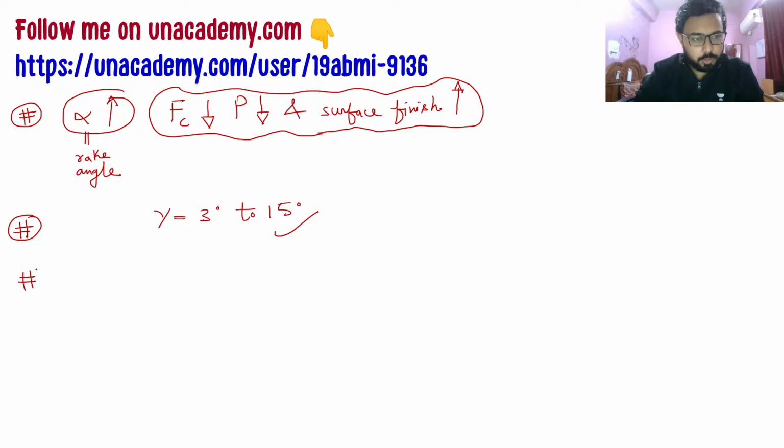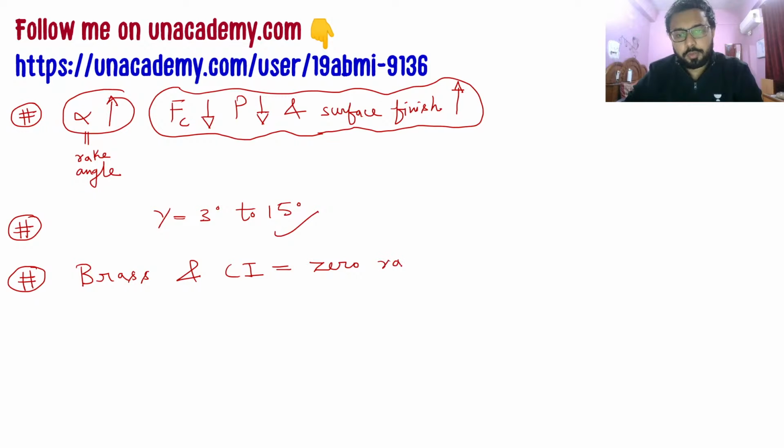Then we talked in yesterday's class about something that I'm going to retell here because that is important. Brass and cast iron, these materials are machined by using a tool with zero rake angle. So remember this thing, zero rake angle is for brass and cast iron workpiece.